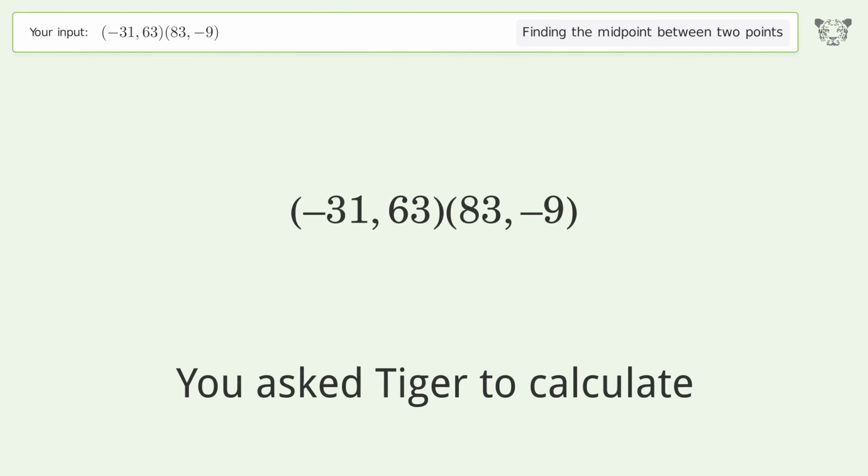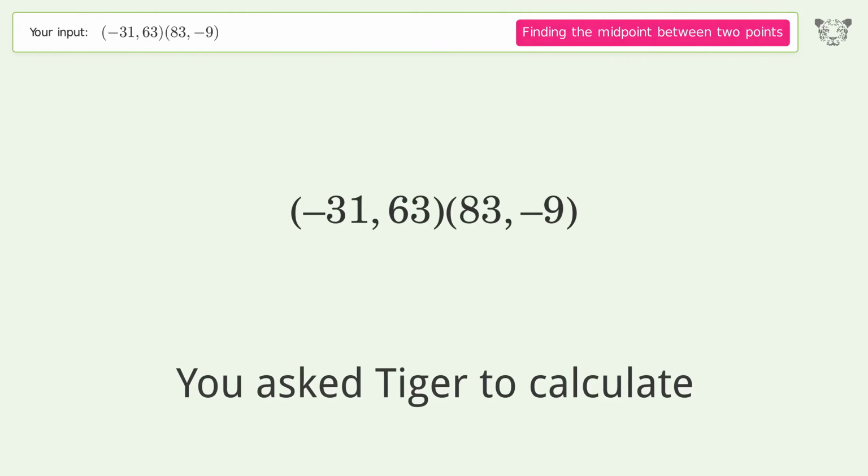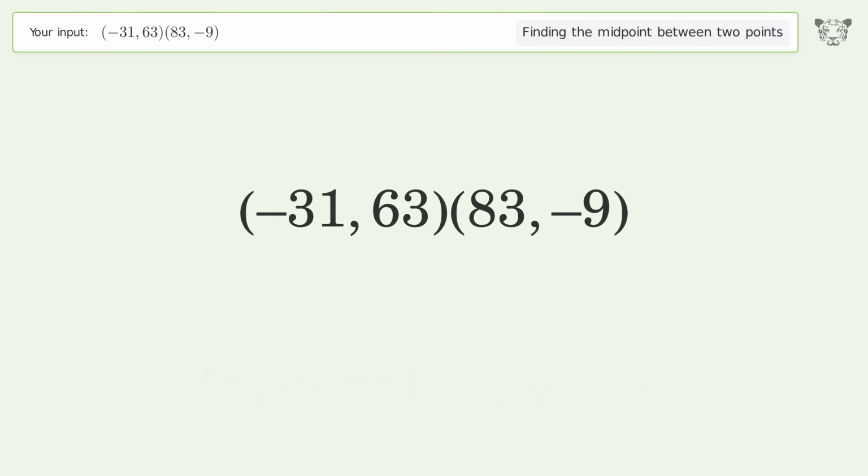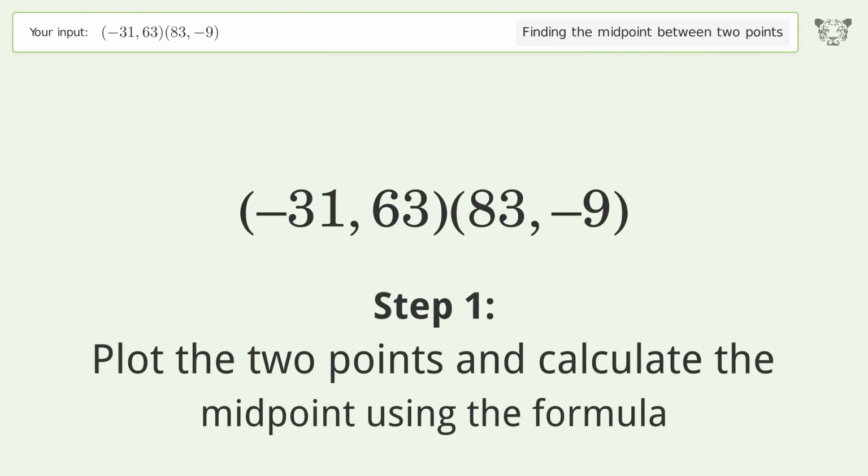You ask Tiger to calculate. This deals with finding the midpoint between 2 points. The midpoint between the 2 points is 26, 27. Let's solve it step by step. Plot the 2 points and calculate the midpoint using the formula.